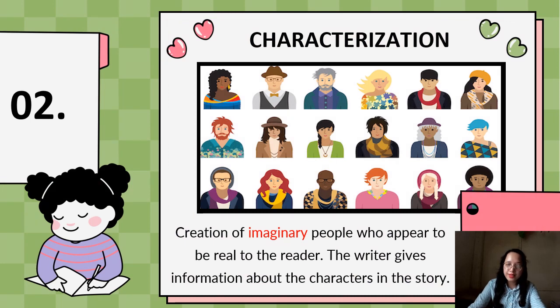The second element of a short story is the character or characterization. It is the creation of imaginary people who appear to be real to the readers. The writer gives information about the characters in the story. Now, here in the second element, it is a person, or sometimes the characters are animals, who take part in the action of a short story or other literary work. Now, we have different types of characters as well.